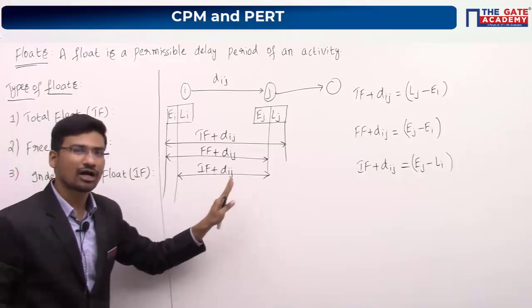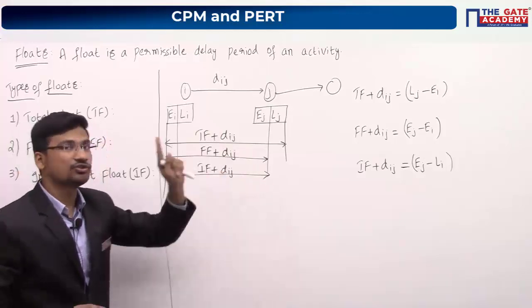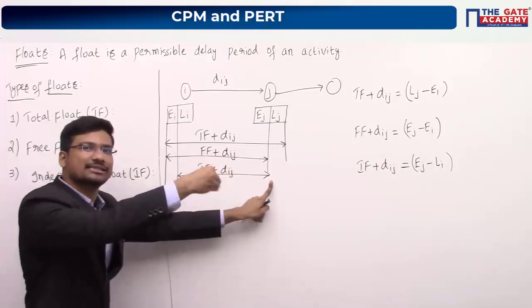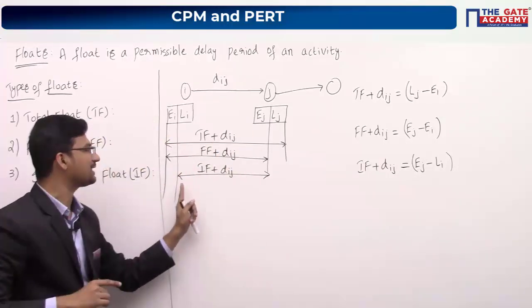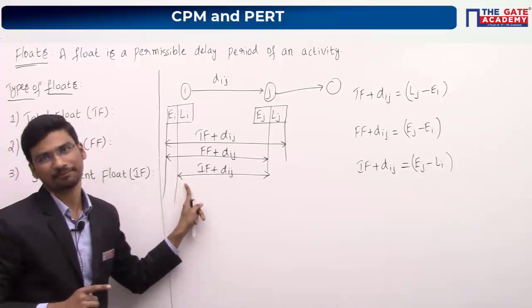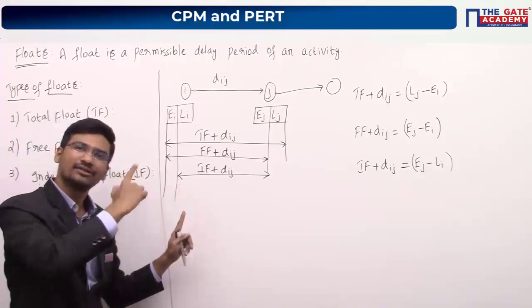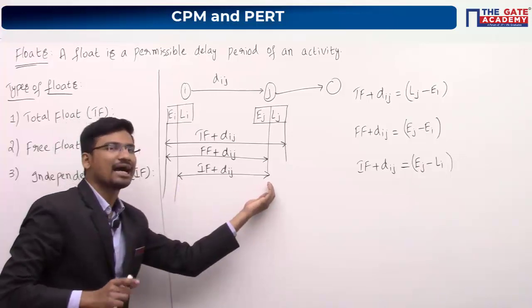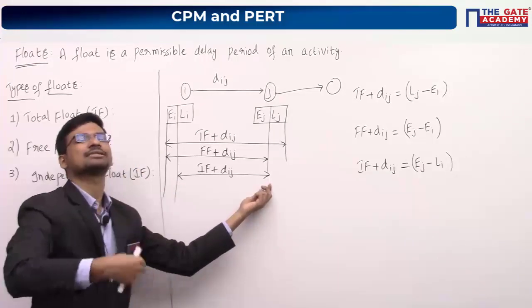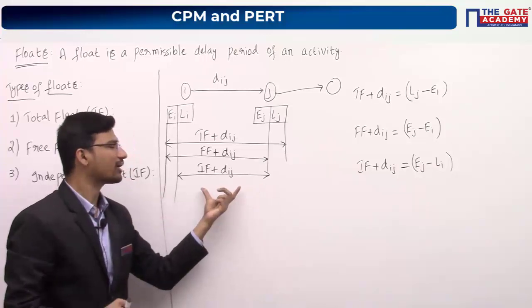So in independent float, it is also the same. You should not affect the earliest start time of the next succeeding activity, assuming that your preceding activity has been completed at latest finish time. Even if your preceding activity is completing at latest finish time, you are not affecting the earliest start time of the next succeeding activity. So how can we do this?